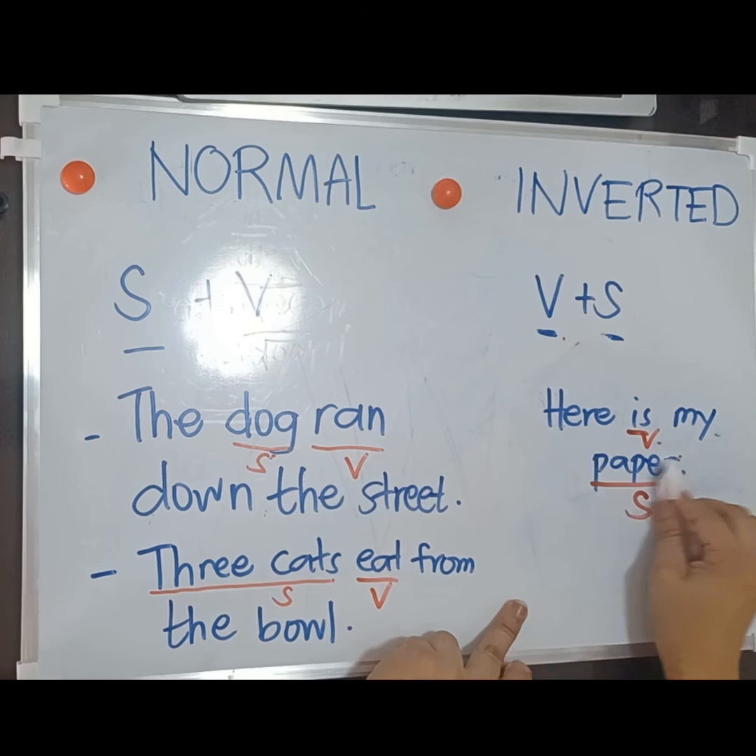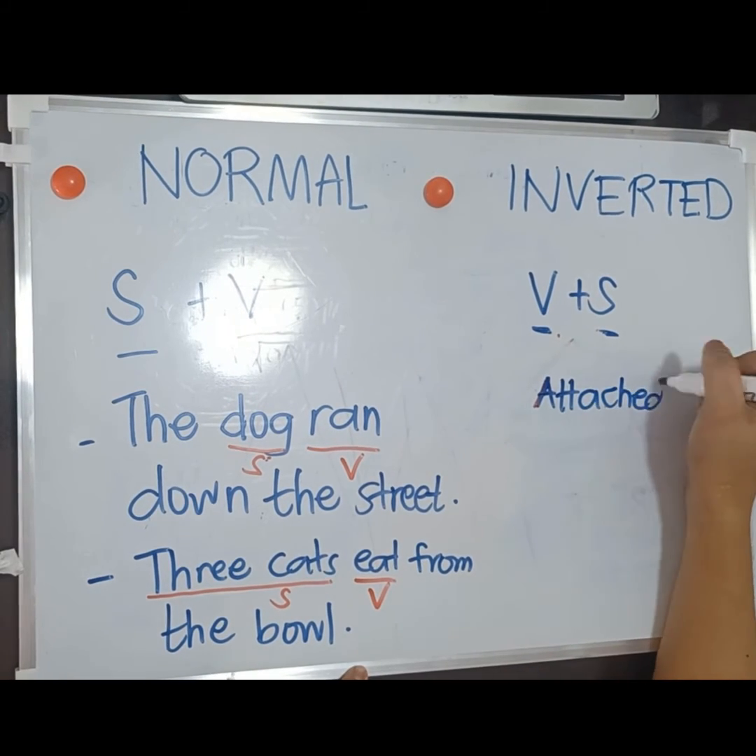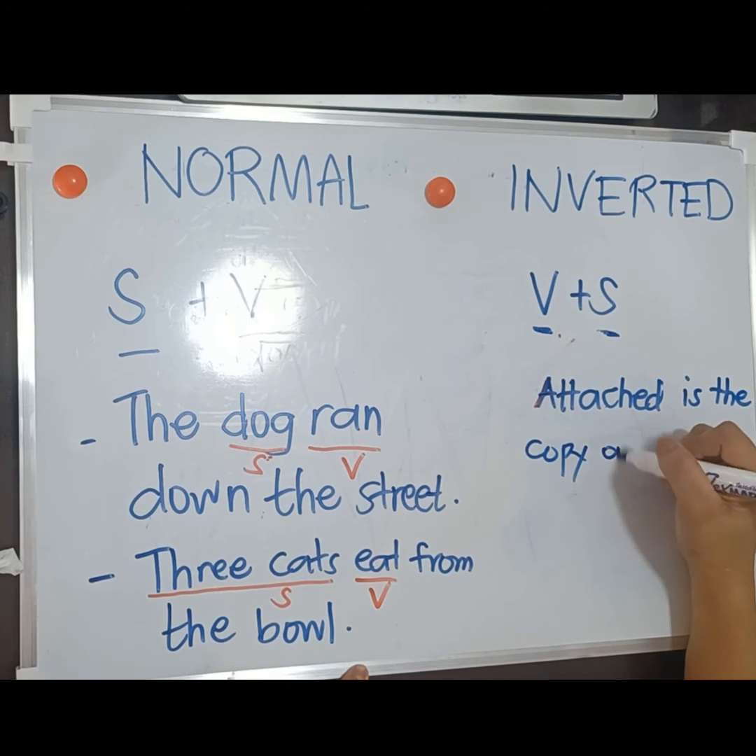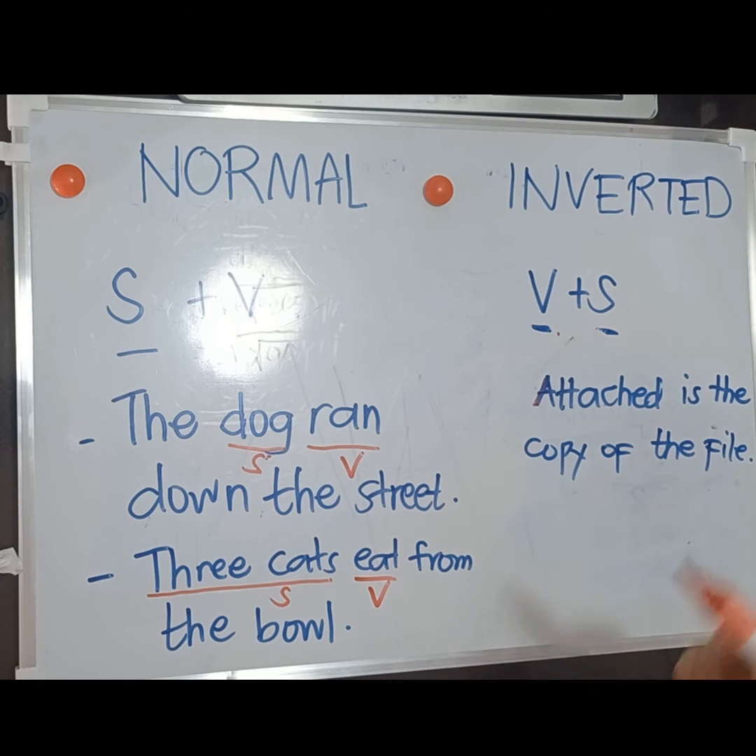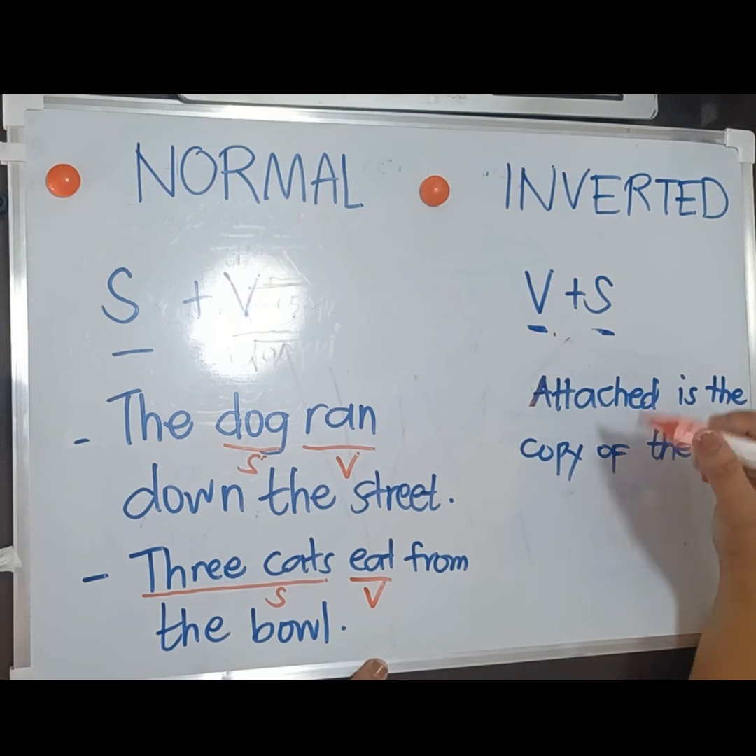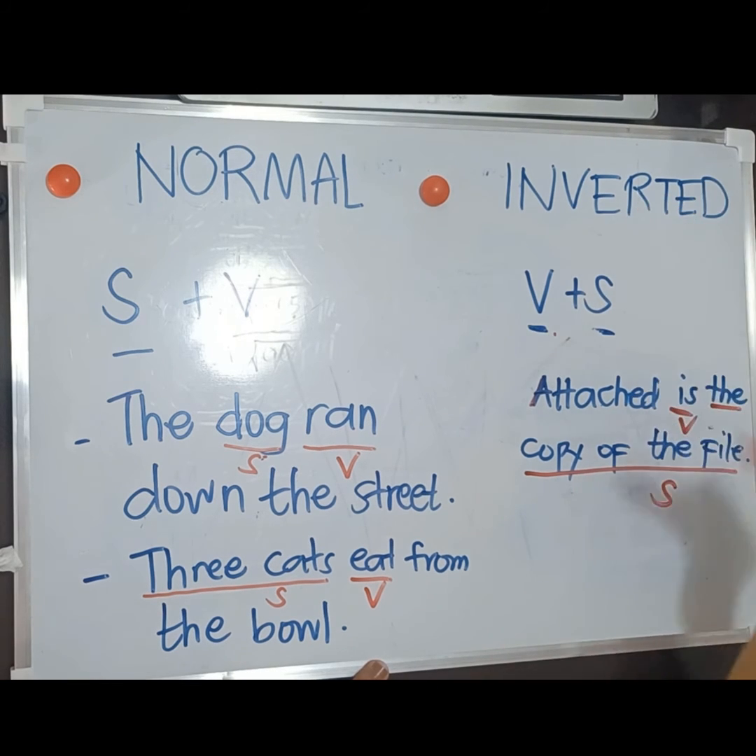Alright, let's have one more example. Attached is the copy of the file. This one is a complete sentence, a sentence that has, again, a complete thought. But the main verb here is is, which is a linking verb. The copy of the file, the complete noun phrase, is the complete subject. So it follows the inverted word order. So it's just like that, class.